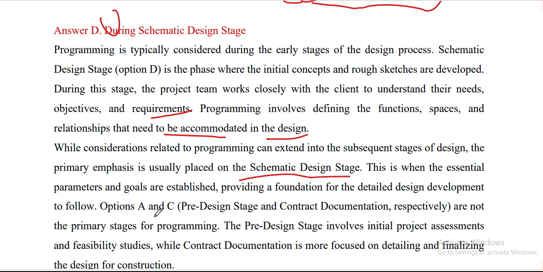Options A and C, pre-design and contract documentation respectively, are not primary stages of programming. The pre-design stage involves the initial project assessments and feasibility studies, while contract documentation is more focused on detailed design and construction.